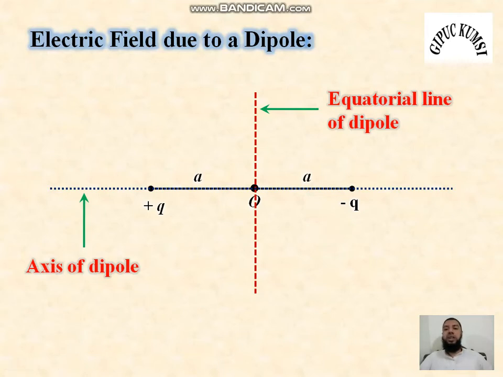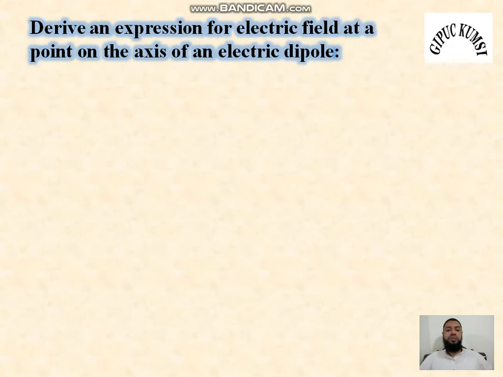Now let's see the first derivation. Now let's derive an expression for electric field at a point on the axis of an electric dipole.